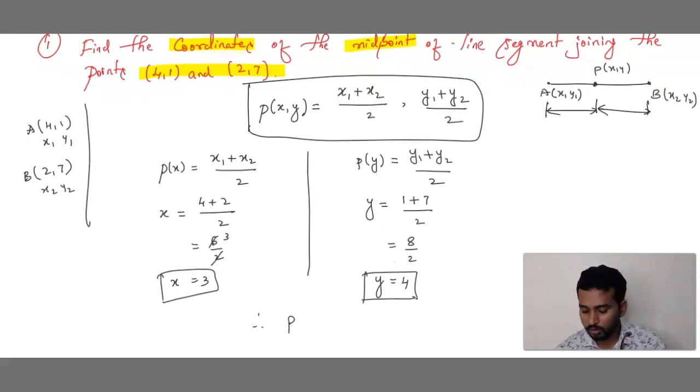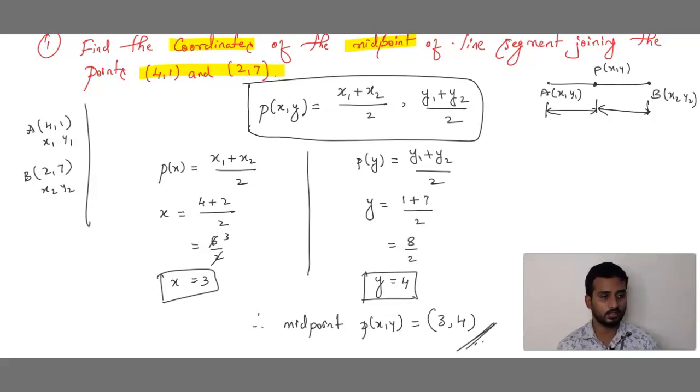So what is our final answer? Therefore, P of (x, y), this is the midpoint. If you want, you can write this as midpoint. Therefore, midpoint P of (x, y) is equal to (3, 4). This is our final answer.